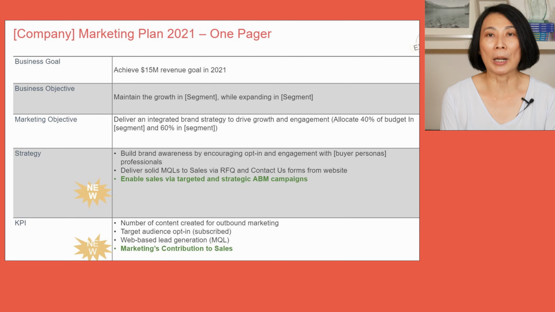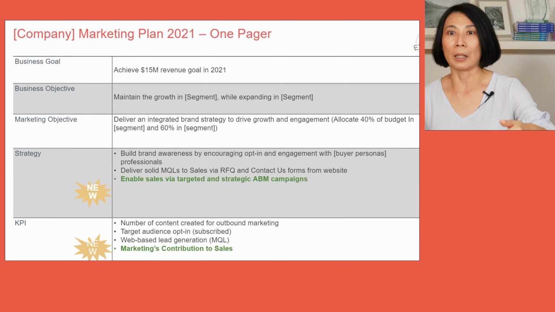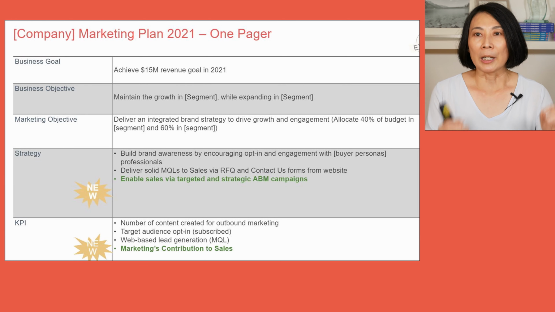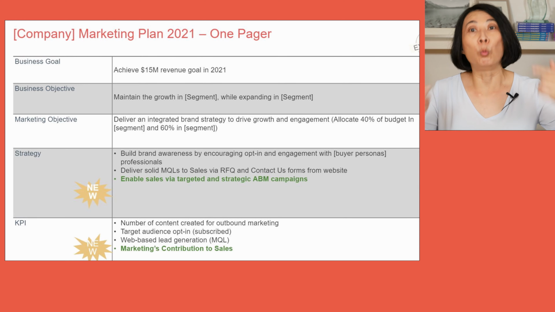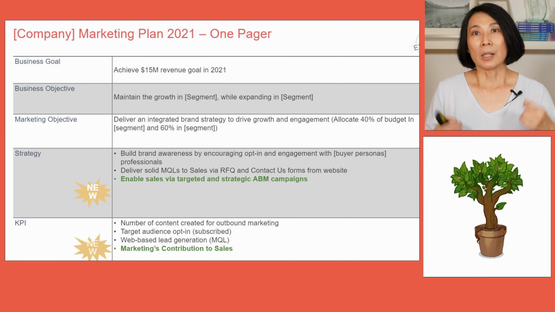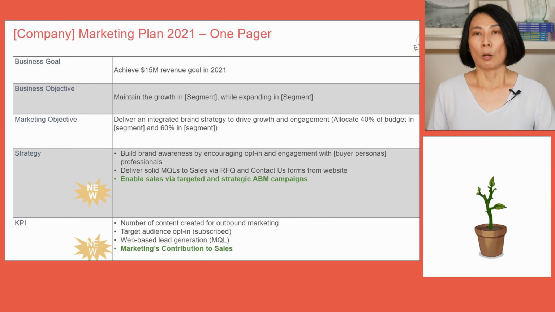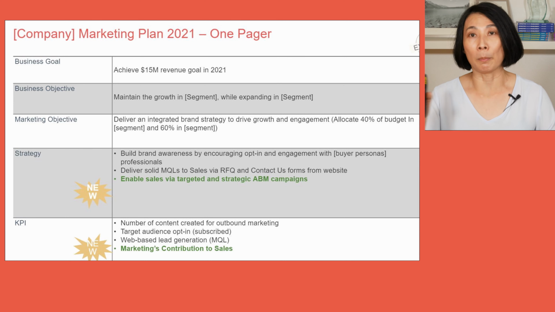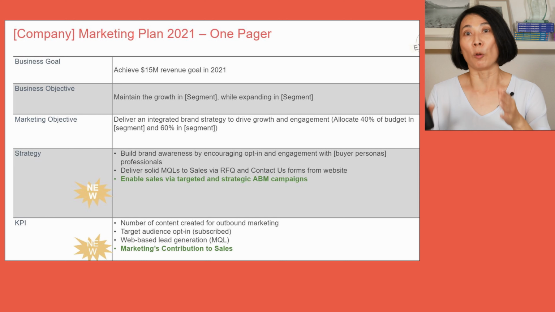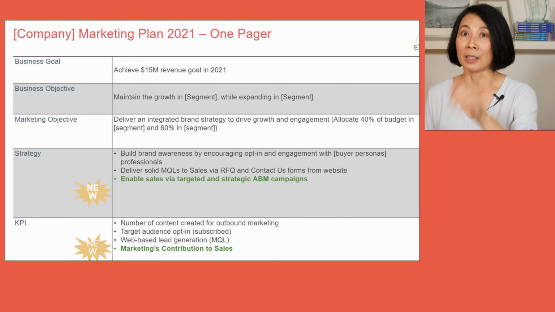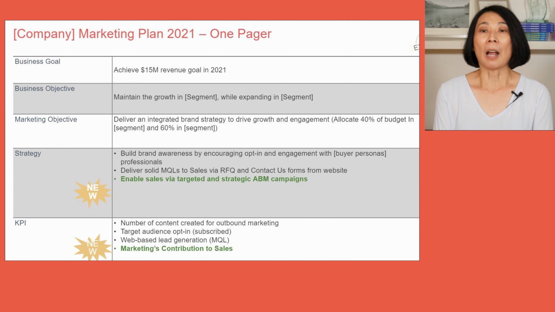The marketing objectives very much align with the sales objective. For her, it's about delivering an integrated brand strategy to drive growth and engagement for a specific segment. Of course, these 2 segments identified in sales are also aligned and connected to her marketing budget. She even indicated how she would allocate the budget for these 2 segments, as you can see on this specific slide. The strategies are very simple.